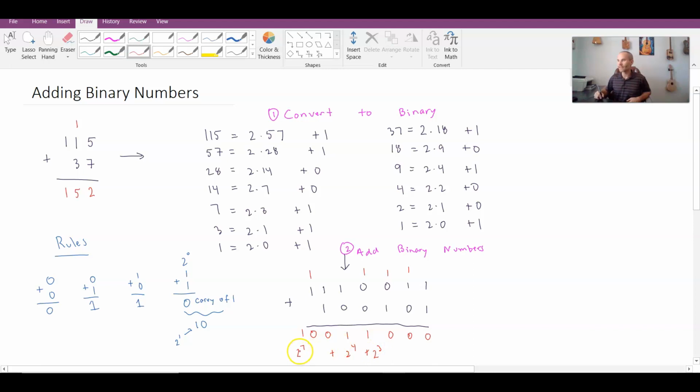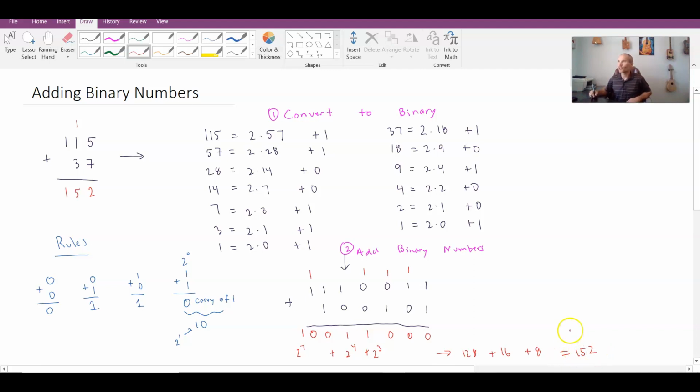2 to the 7th is, let's see, 32 times 2 is 64, 128. So this is equal to 128. 2 to the 4th is 16, and 2 to the 3rd is 8. So this gives me 24 plus 128, and that does indeed come out to 152.